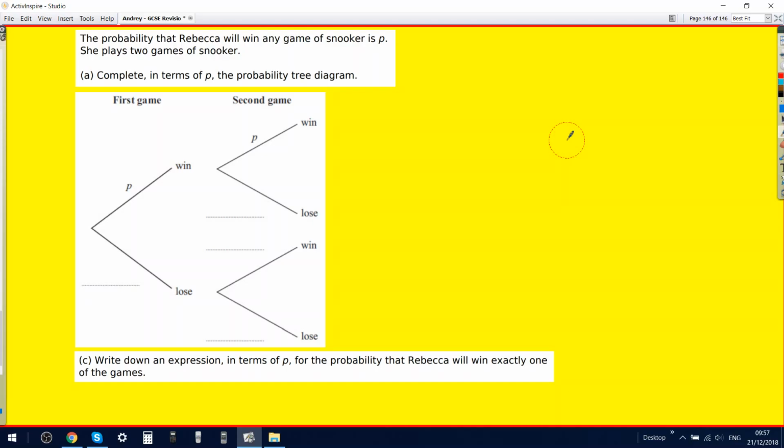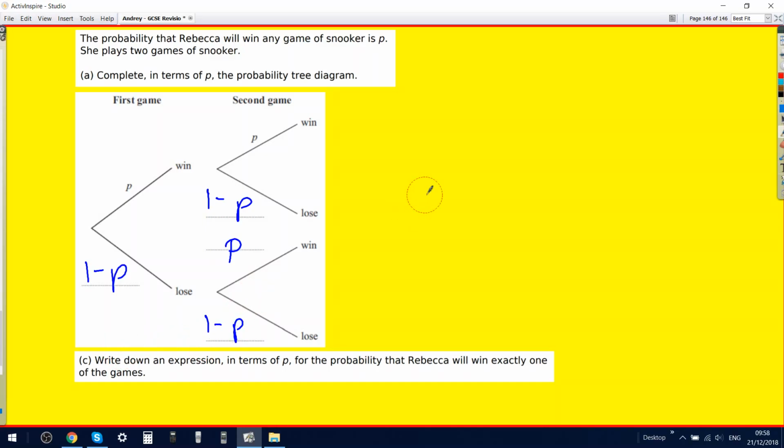Okay, so for lose, is it 1 minus P? Yeah. And then to win after, is it just P? Alright, so to lose, then it's 1 minus P again. So that's 1 minus P. The probability that you win any game of snooker is P. Just plays 2 games of snooker. Okay, and then these ones down here? And then P, and then 1 minus P. That's P, that's 1 minus P.